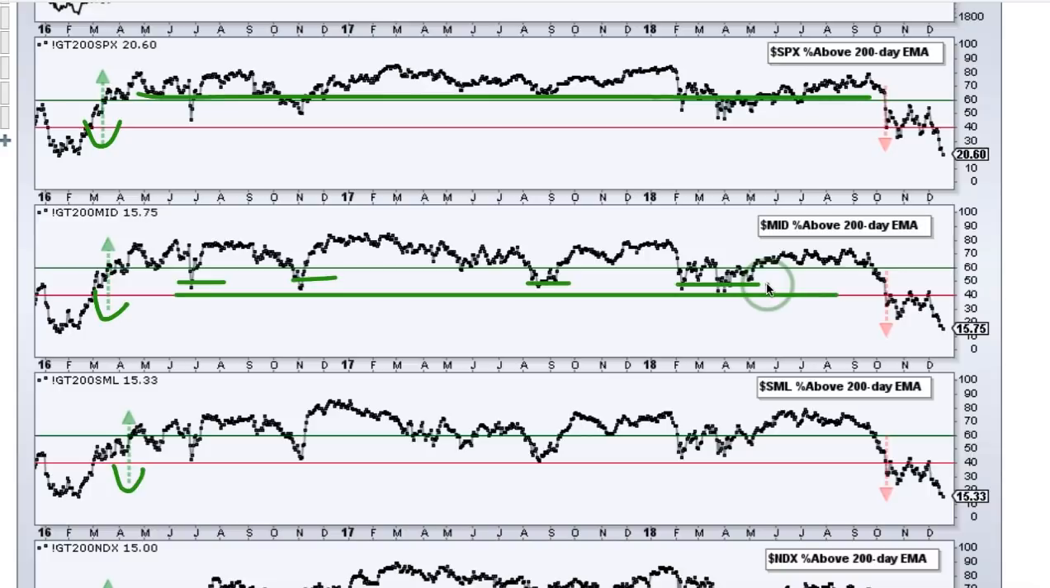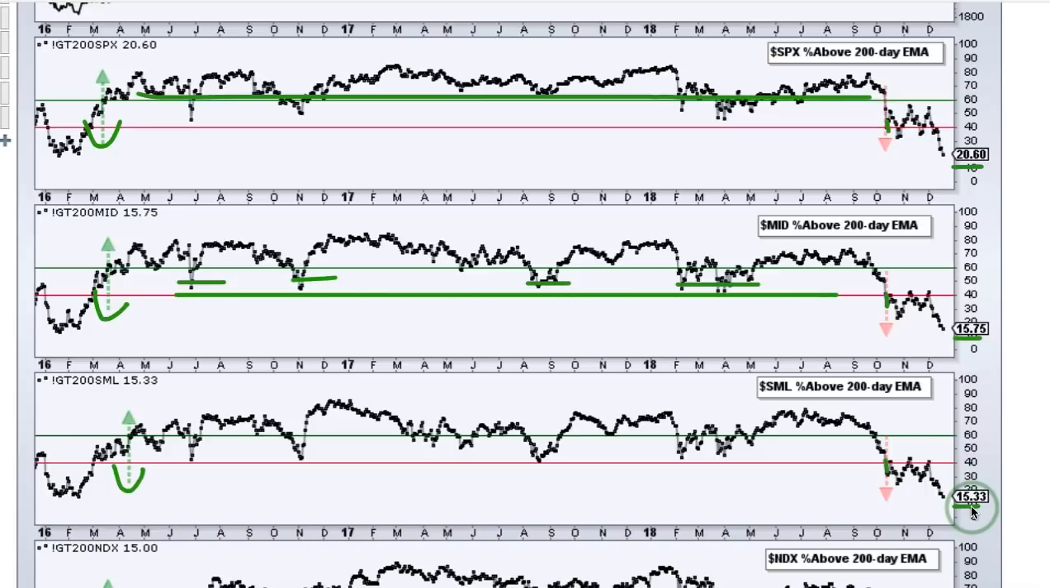So that's why I use 40%. I'm looking for enough critical mass on the downside to trigger a bearish signal. And we got that signal in mid-October when all three moved below 40%. And all three remain below 40%. In fact, all three remain below 21%. You can see small caps and mid caps are below 16%. So a lot of downtrends out there.